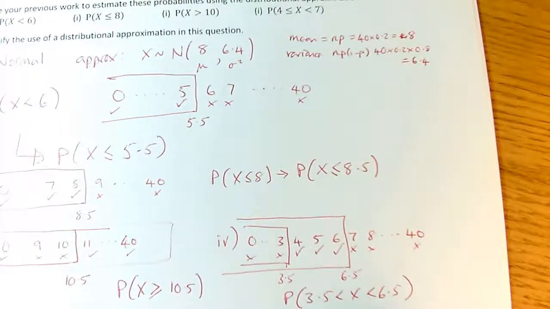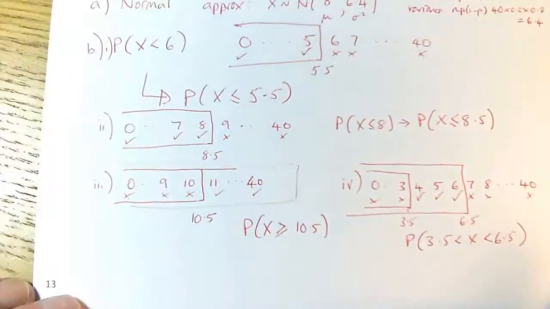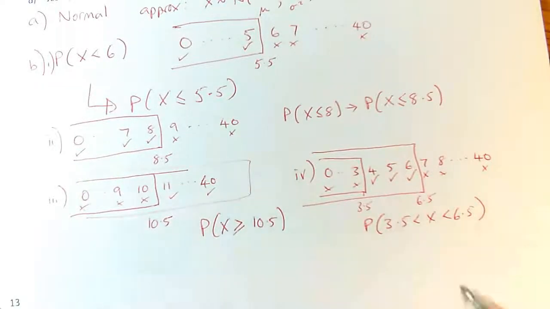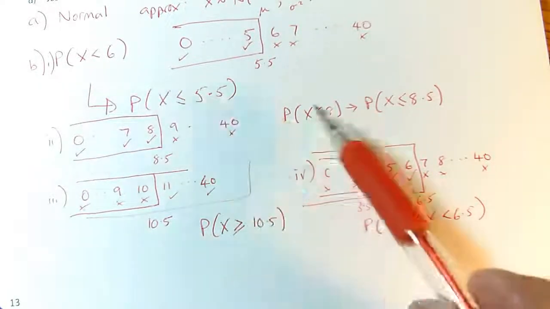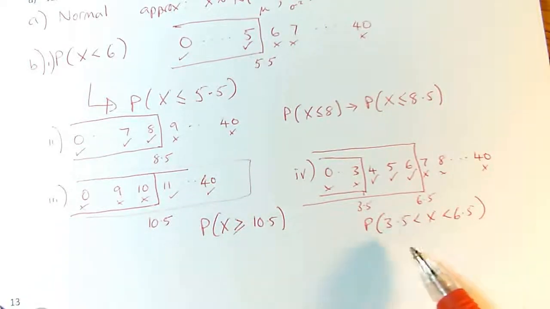Now for part C, now we've done that, part C is just about doing bog standard normal distribution calculations. So we're going to have a z-score. For the first two we're less than that z-score. For this one we're greater than a z-score, and here we're between two z-scores.